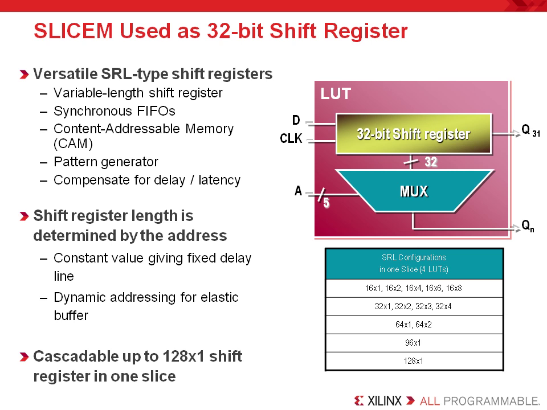Many LUTs can be configured as a 32-bit shift register as well. Now, this is used primarily as a pipeline delay element for balancing pipelined applications, but it can also be used for variable length shift registers, synchronous FIFOs, CAMs, or pattern generators. Now, this resource, the shift register LUT, is cascadable to up to 128 bits in length.